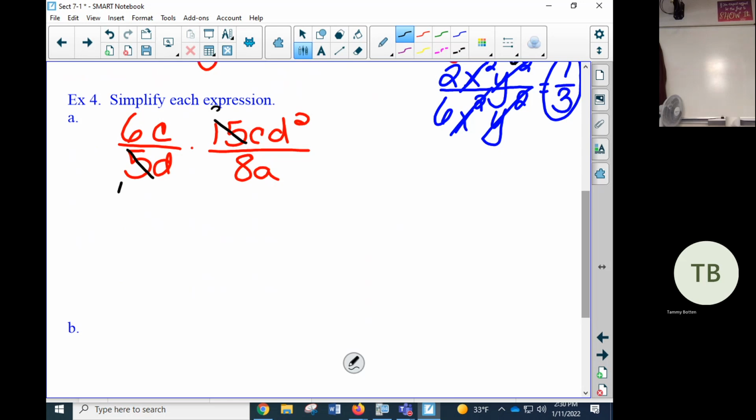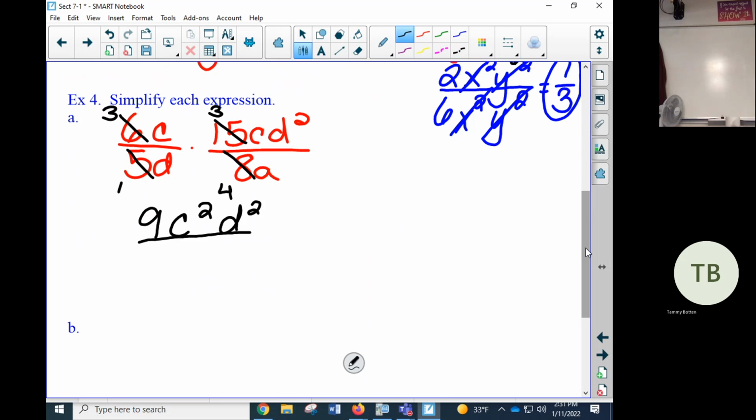15 becomes a 3. What goes into 6 and 8? 2. 2 goes in here how many times? 3. 2 goes in here how many times? 4. So let's just look at our numbers. Across the top, 3 times 3 is 9, right? How many C's do we have? How many D's? 2. 2, yep, okay.